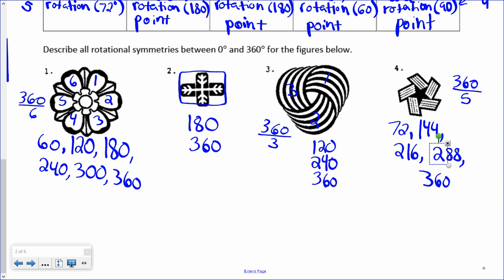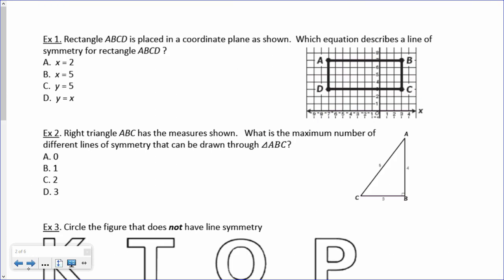All right, let's take a look at some SOL questions you might see. Symmetry.